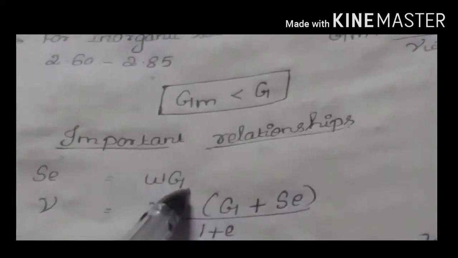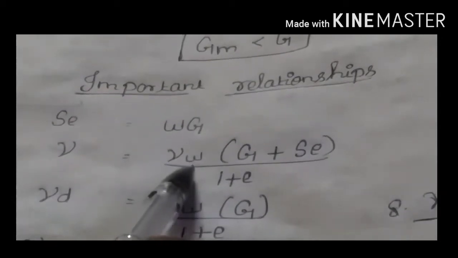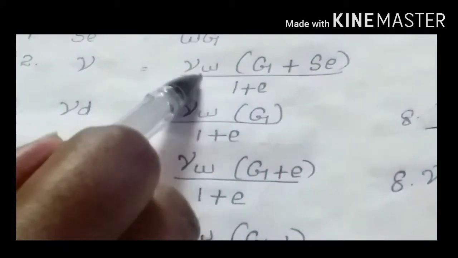Se is equal to wG. Gamma, which is the bulk unit weight, is equal to gamma W into (G plus Se) divided by (1 plus e). Using this one relation, we can memorize these three relationships. How? Gamma d, the dry unit weight: degree of saturation will be 0, so this term will get eliminated. So gamma W into G divided by 1 plus e.